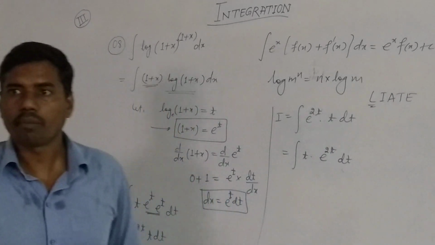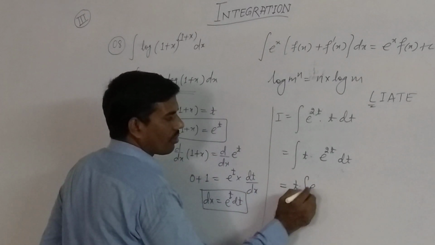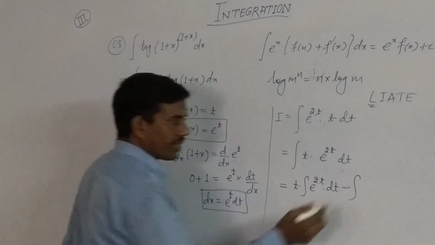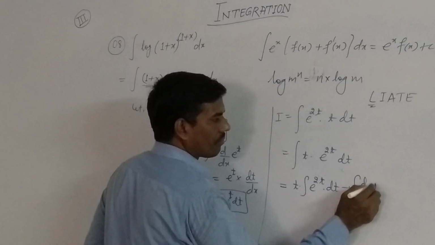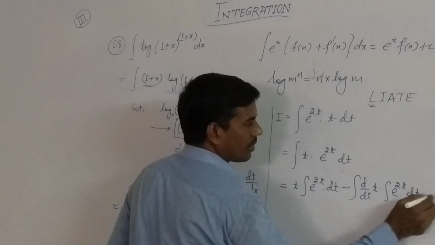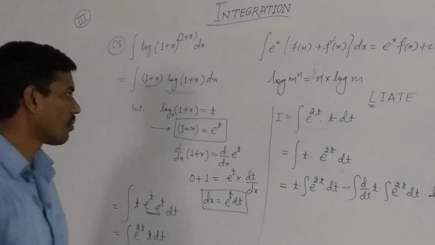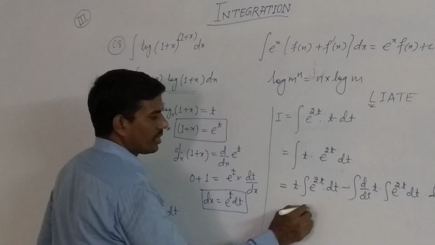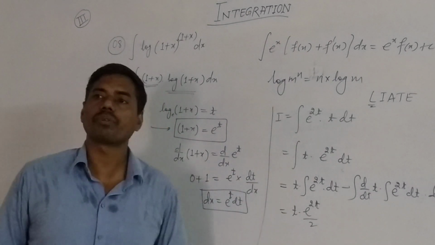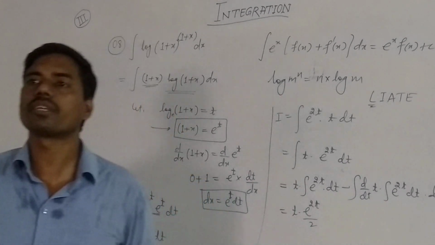Okay, now applying the u into v rule, we can write it as t into integral of e to the power 2t dt minus integral of d by dt of t into integral of e to the power 2t dt into dt. Okay, clear? And this is equal to t into e to the power 2t upon 2, meaning integration of e to the power 2t is e to the power 2t divided by the coefficient of t.